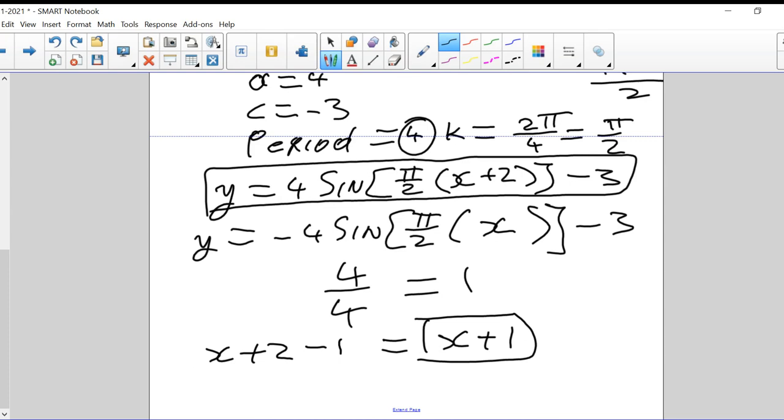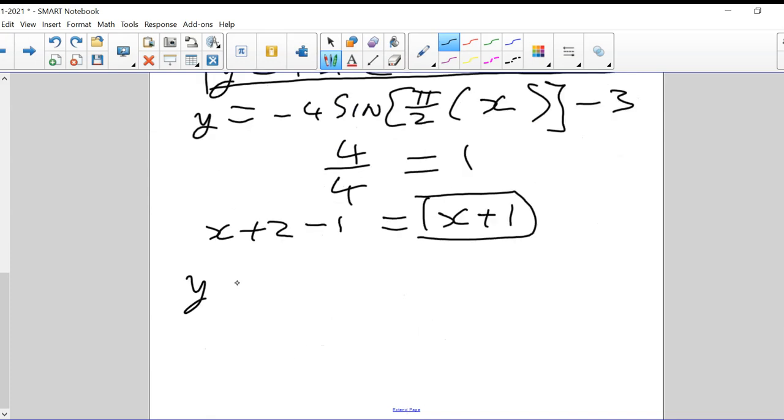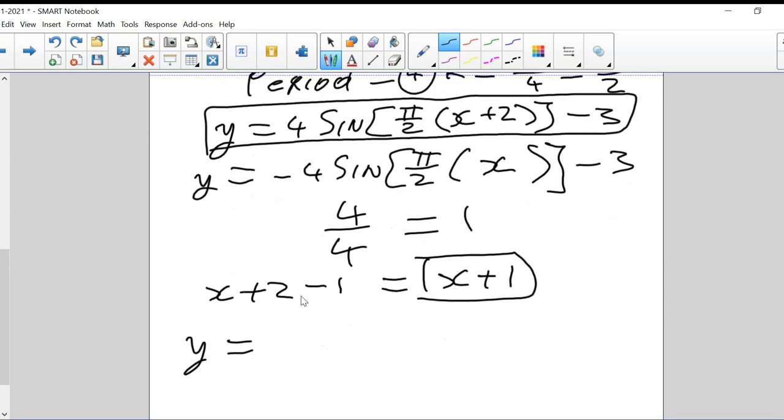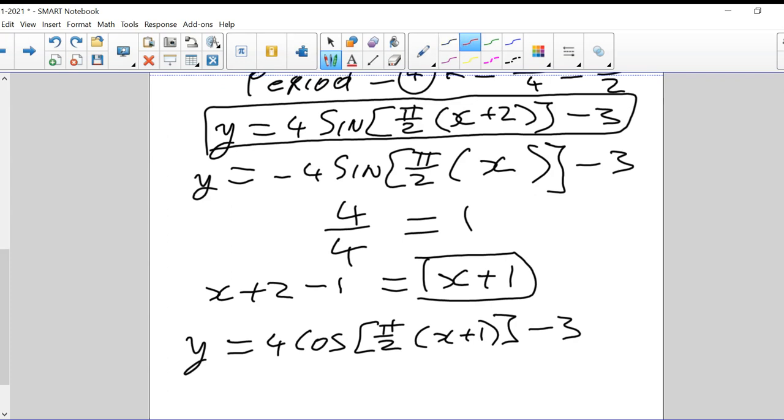So I'm going to go ahead and write my cosine function now, based on having just subtracted a quarter of the period from my sine function. So here comes my cosine function. Everything else is the same. So y equals, for cosine, it's still pi over 2, but now it's x plus 1, minus 3. So there are certain things that did not change. This didn't change. This didn't change. And that didn't change. Those 3 things did not change. What changed was my phase shift.